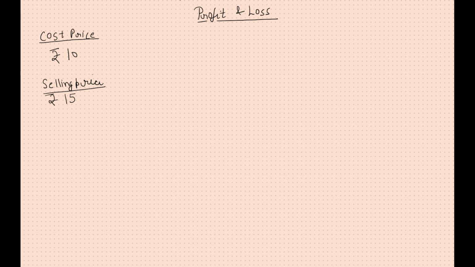So the formula for profit is selling price minus cost price. So 15 minus 10 equals 5. So 5 rupees is my profit, and profit is selling price minus cost price.